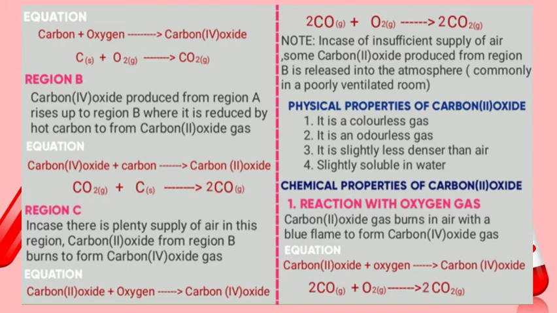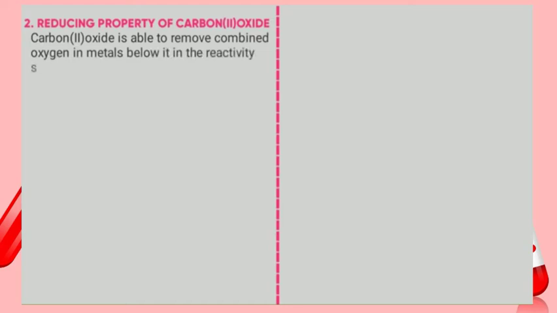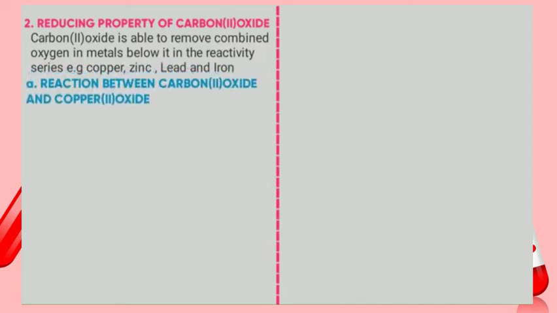Now 2 is the reducing property of carbon 2 oxide. Carbon 2 oxide is able to remove combined oxygen in metals, e.g. copper, zinc, lead and iron. A, reaction between carbon 2 oxide and copper 2 oxide. Chemical equation is CO gas plus CuO, that's copper 2 oxide, arrow Cu copper plus CO2 gas.